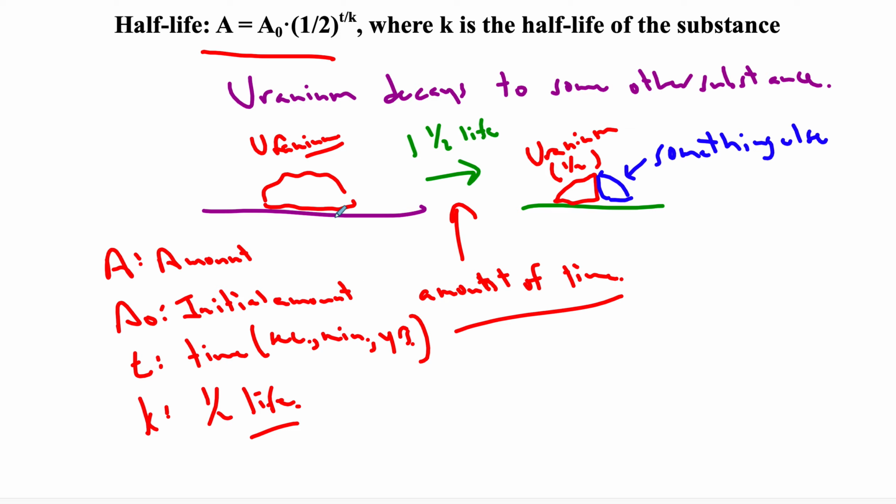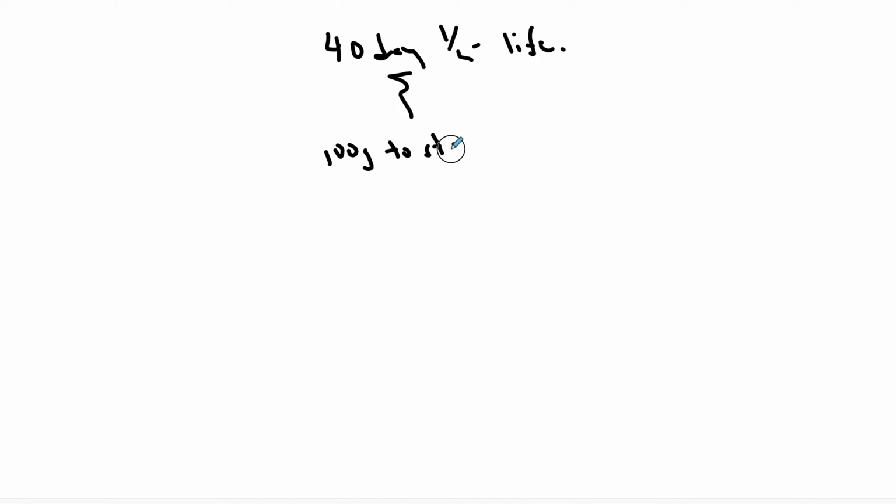So let's go with something that we actually know. Let's just make something up. Let's say we have something that has a 40-day half-life. Now, a couple things just happened here. It tells us that T is going to be in days, first off, and it means it takes 40 days for there to be half of it left. So let's say we had 100 grams to start.